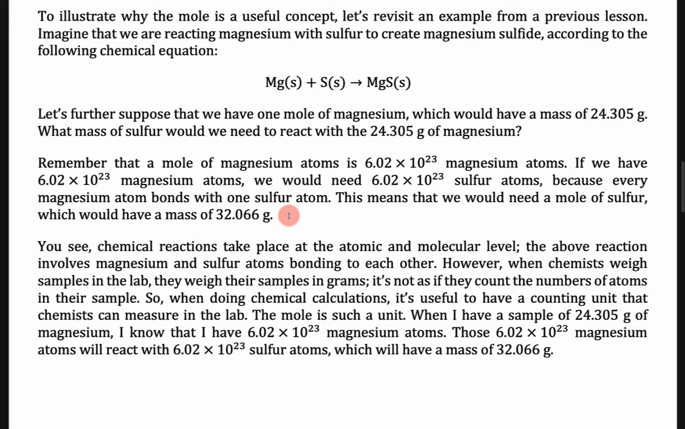So hopefully that just gives you a sense for why moles are useful. Moles basically are really large counting units that let us count the numbers of atoms or molecules in a reaction. The thing about chemistry is that chemical reactions take place at the atomic and molecular level. So in the reaction between magnesium and sulfur, the reaction involves 1 magnesium atom bonding to 1 sulfur atom.